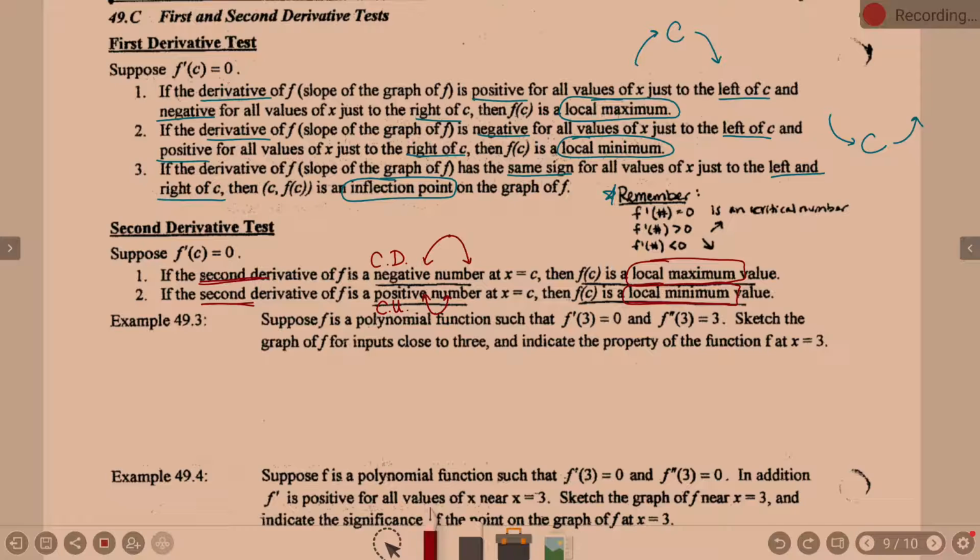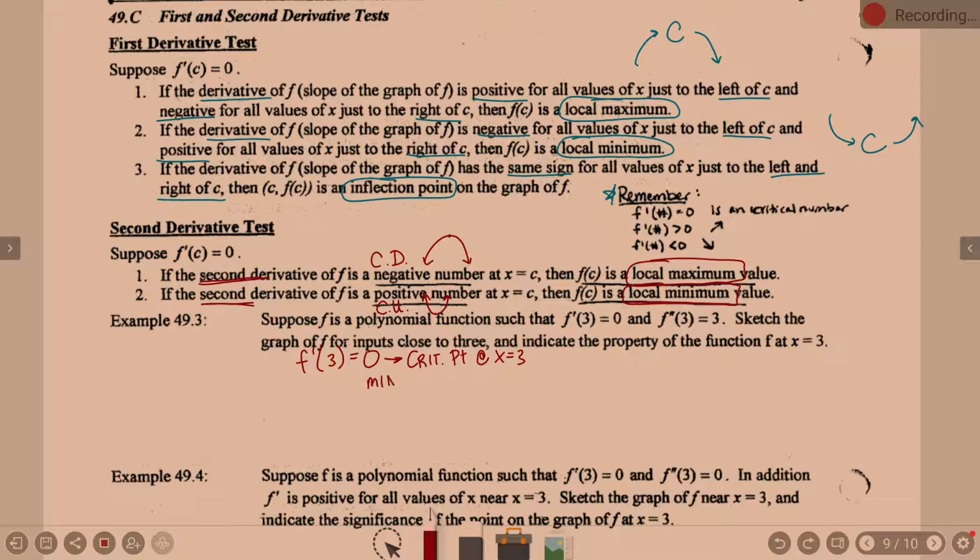Okay, so let's go with the first information they give me: f prime of 3 equals 0. What does that tell me about the graph of f? So 3 is a critical number. And why is 3 a critical number? Because f prime of 3 is 0. When the first derivative equals 0, that's a critical point, right? So there is a critical point at x equals 3. And that means, what could possibly be happening at that critical point?